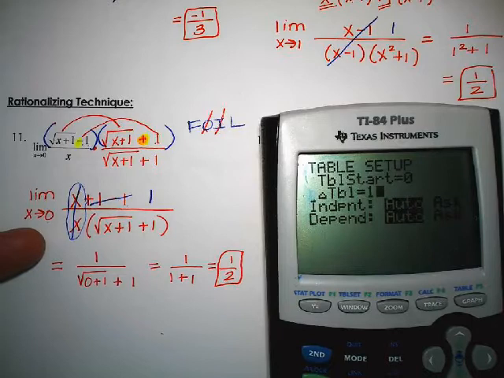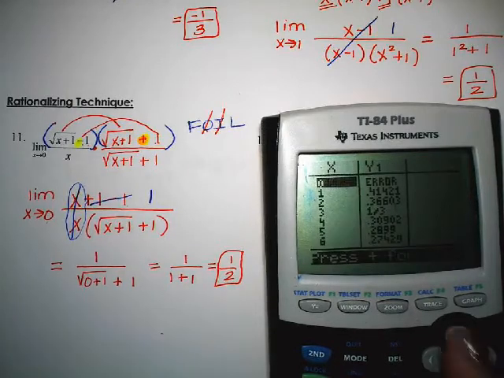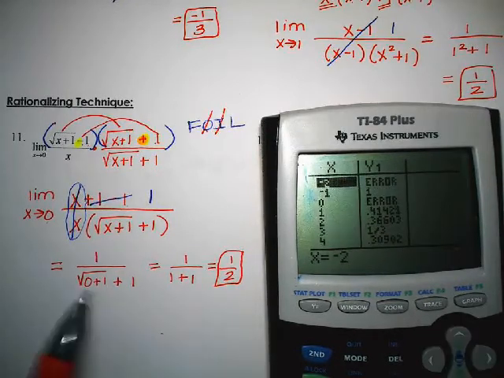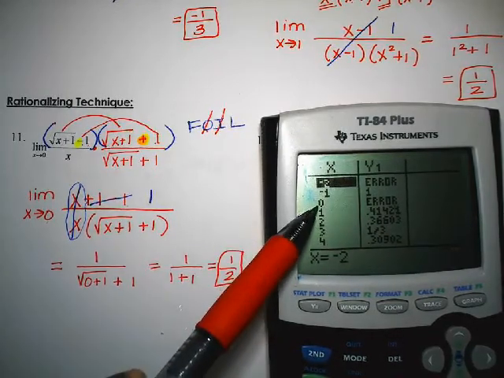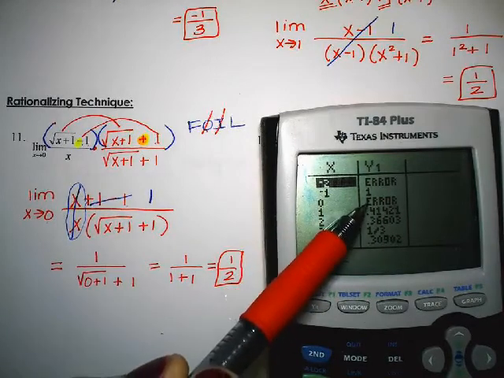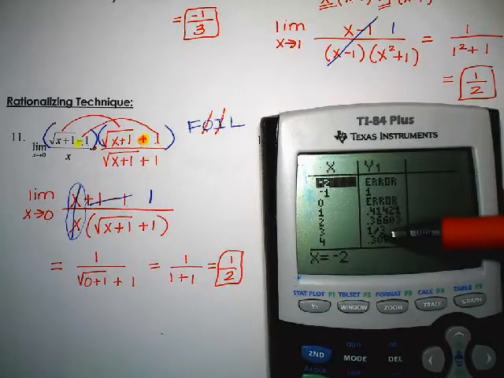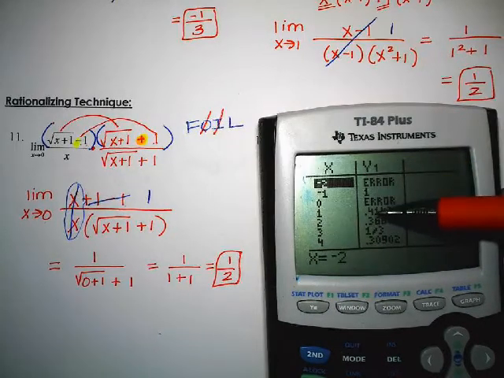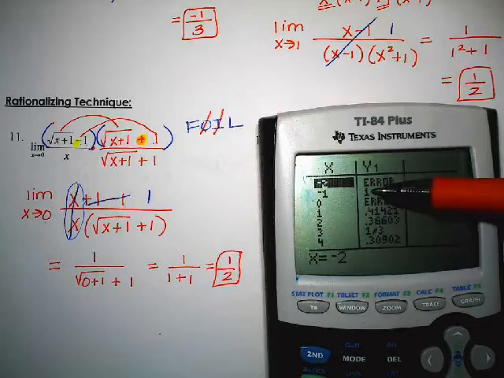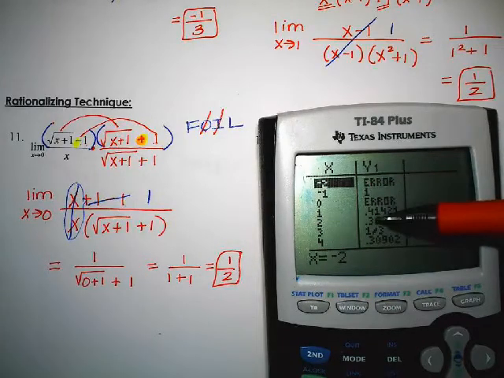Now, if I go to my table after this, I'm going to hit second graph to go to my table. And I look at my table, and what I'm trying to focus on is as x approaches 0, I notice that there's an error over here, but I want to see coming from the left, coming from the right, what the y values are getting close to. And I can't tell. It's definitely going to be between 1 and 0.4, but I'm not really sure.